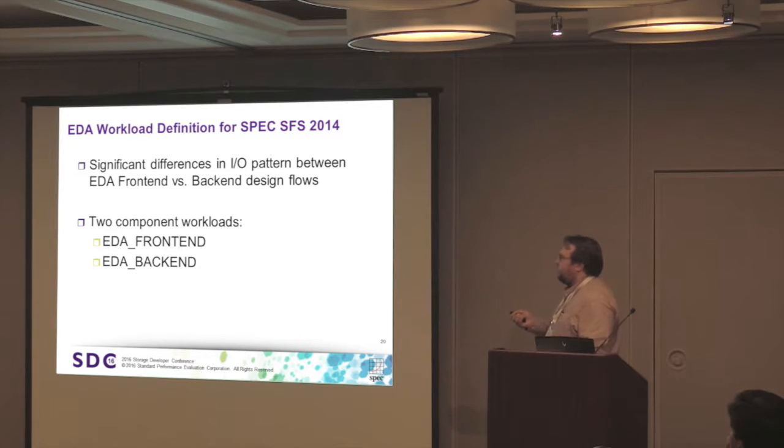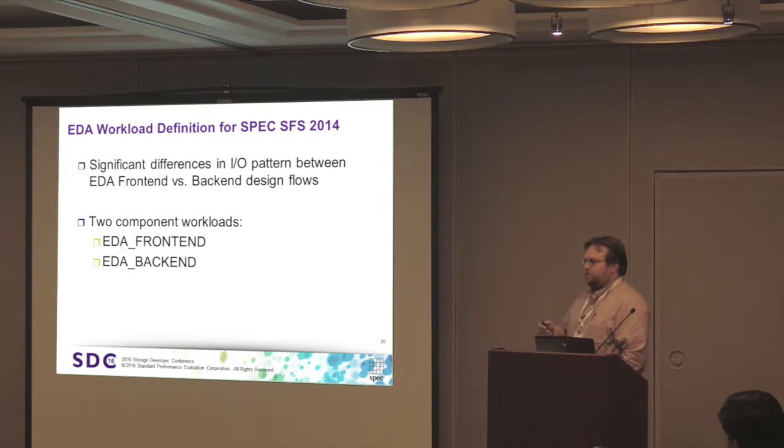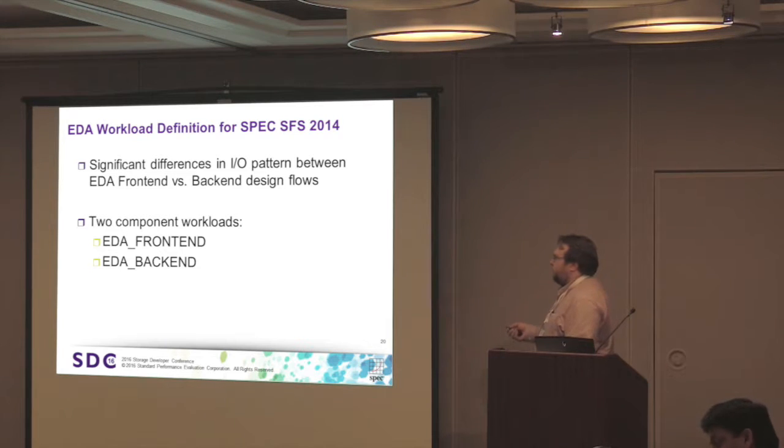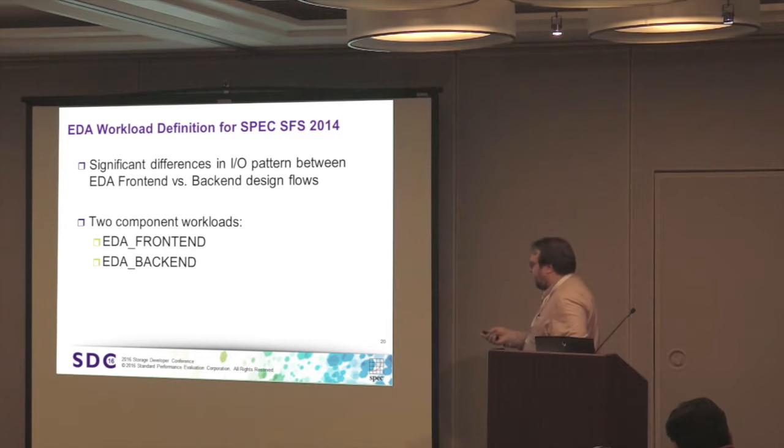As we implemented the workload definition for EDA in SFS 2014, we stuck with the front end versus back end workflows. So the EDA workload consists of 2 component workloads. One is front end and one is back end. And this is because, like mentioned, there's a lot of small files doing the random I/O versus much larger files where it's sequential I/O. So it makes sense to keep those 2 profiles separate. If you averaged them out, you would get neither.